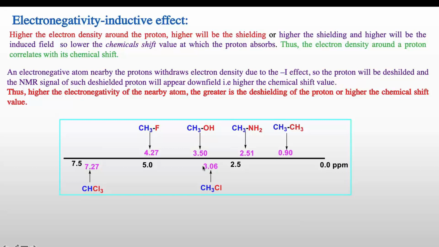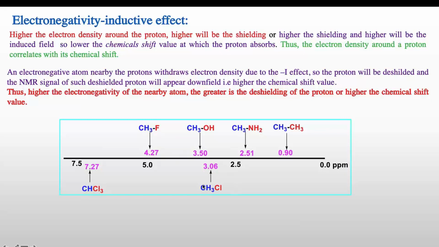We can see some examples here. Protons not connected to any electronegative atom come at 0.90, while protons connected to an amine group come at 2.51 ppm. Protons connected to an OH group come at 3.50 because oxygen is more electronegative than nitrogen. In the case of fluorine, it comes at 4.27 ppm because fluorine is more electronegative than oxygen and nitrogen. So as the electronegativity of the atom connected to the methyl group increases, the chemical shift value of the protons increases.